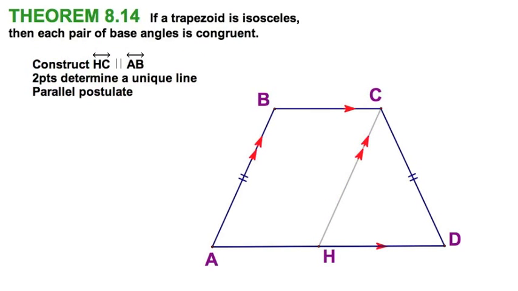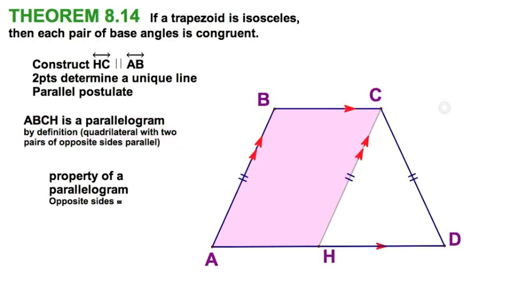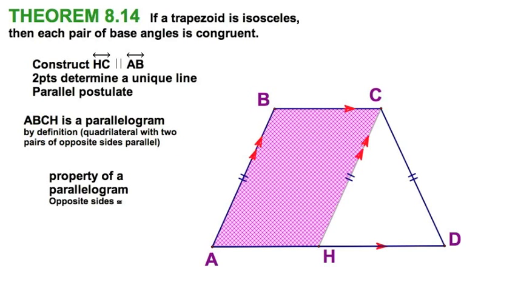I know that for any line and any point not on the line, there's exactly one line, CH, that I can draw through C parallel to AB. How's that? That's what we call the parallel postulate. Now, that's going to make an interesting figure for us. Jumping ahead, that's going to make a parallelogram.